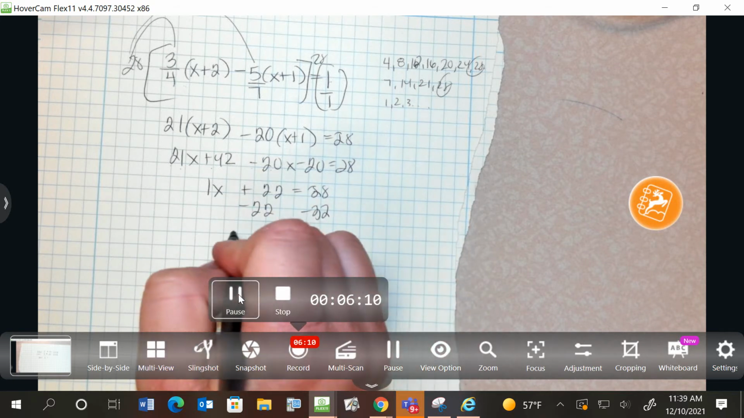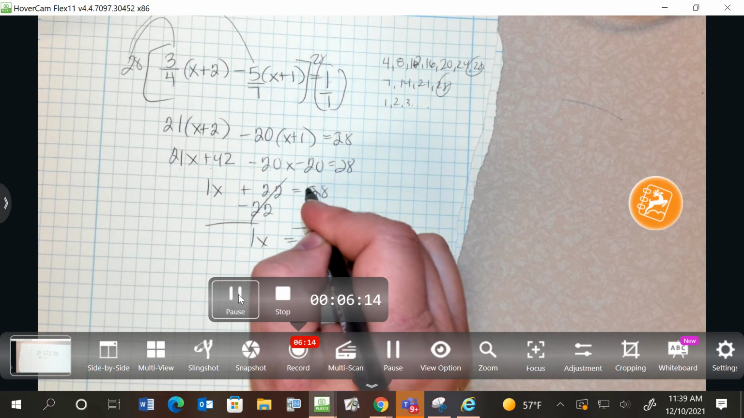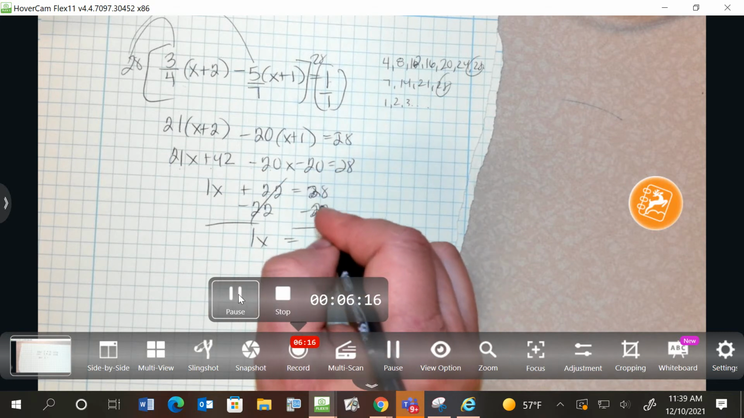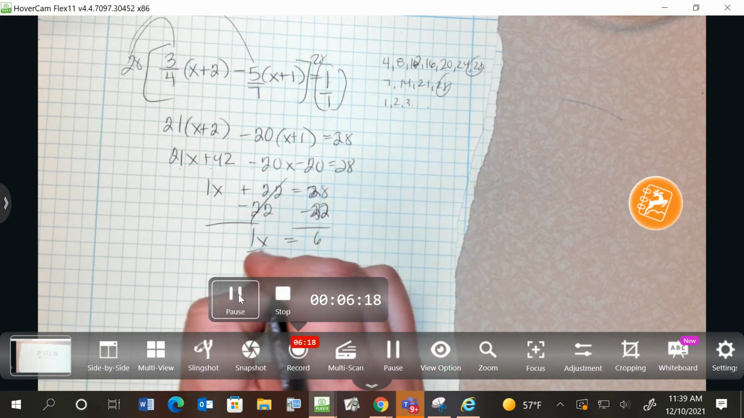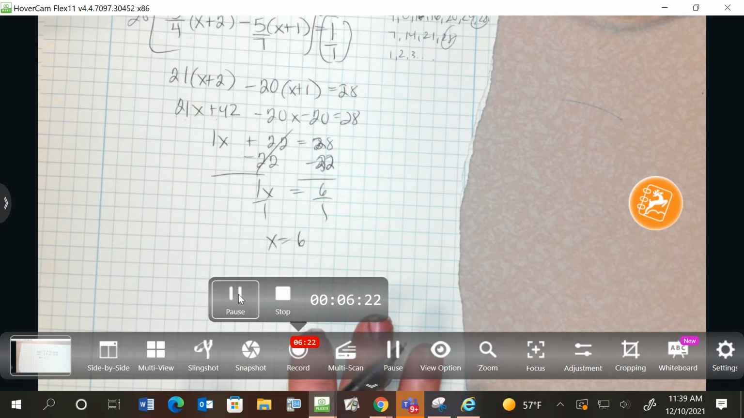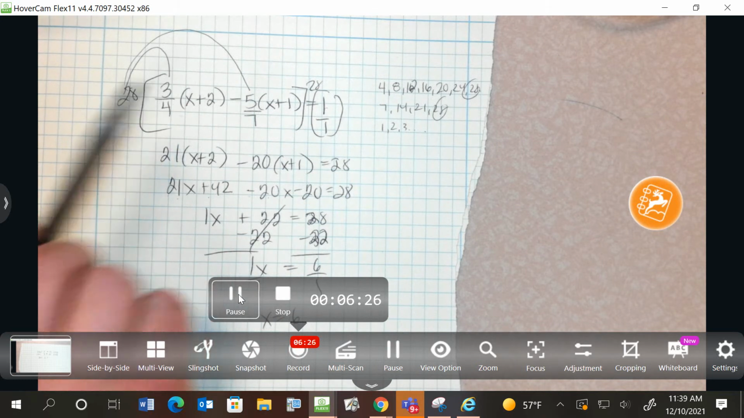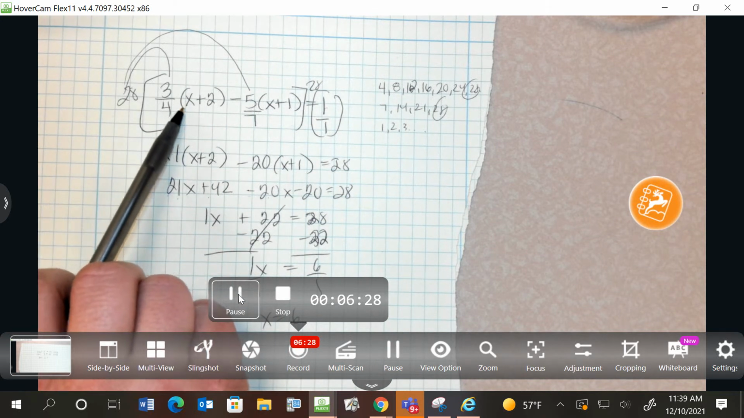Oh, it's ugly. 22. 28, subtract 22, pretty easy there, is 6. So how do you know if I did this right? You're taking a test. How do you know if you did this right? Well, you substitute 6 back in here, and you can do this in decimals instead of doing mental math.